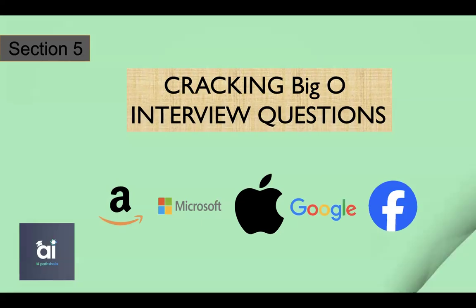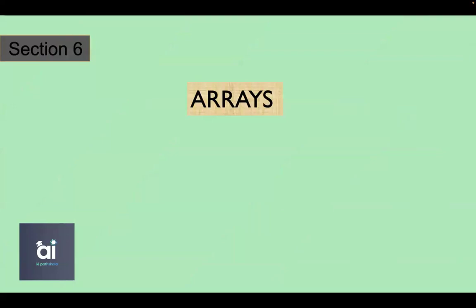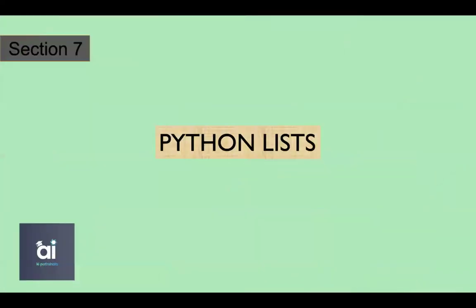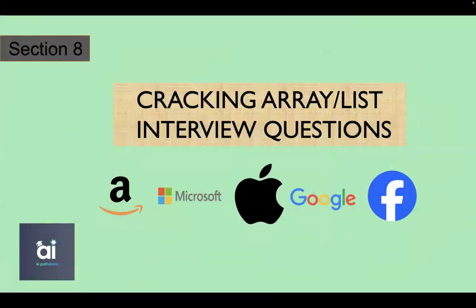Then we move on to the next section called arrays, in which we explain different types of arrays such as one-dimensional arrays and two-dimensional arrays, and we have introduced how they are represented in memory, and we have calculated time and space complexity for array operations. Next, we shift over to talk about Python lists, which are very similar to arrays, with just a small difference. So we explain the difference between lists and arrays. Then we analyze the interview questions related to arrays and Python.